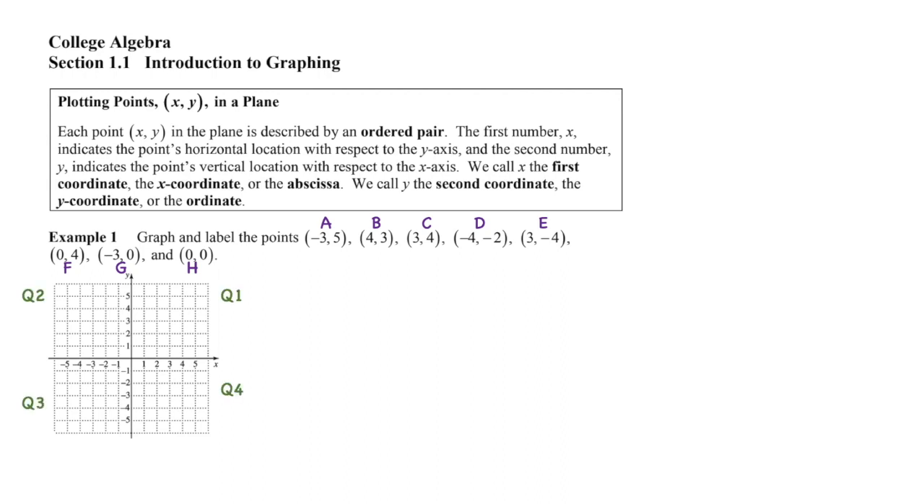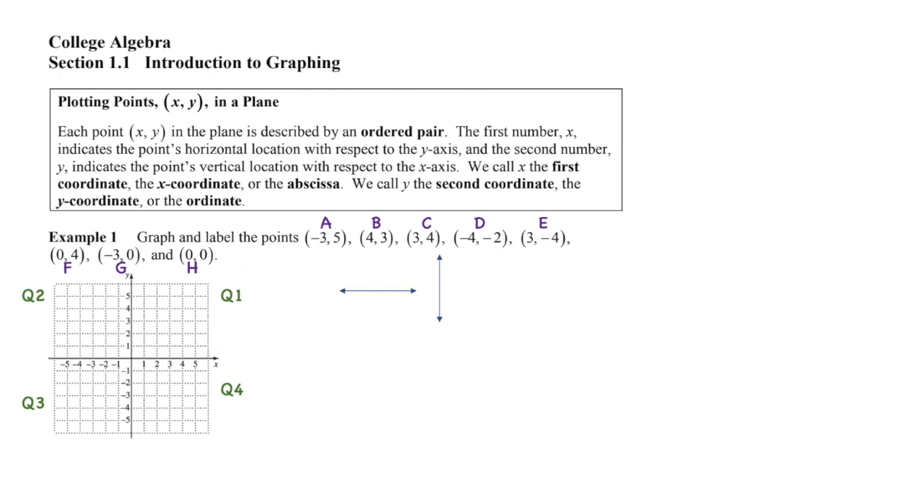And then we need to talk about the plane itself. The plane has 4 quadrants that are split by the x-axis and the y-axis. We have our first quadrant, which starts in the top right corner, and we move counterclockwise to the second quadrant, third, and fourth.